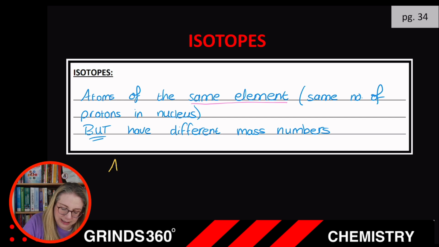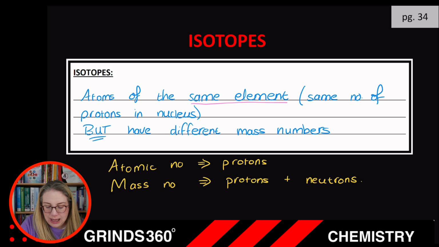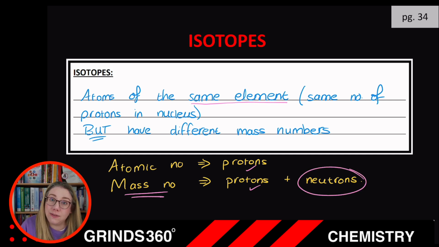Now think about that for a second. Your atomic number that you see in the periodic table gives you the number of protons in the nucleus. The mass number that you see in the periodic table gives you the protons plus the neutrons. Now, if isotopes are atoms of the same element, they have to have the same number of protons. So in order for them to have different mass numbers, what is different about what's inside the nucleus? They have a different number of neutrons.